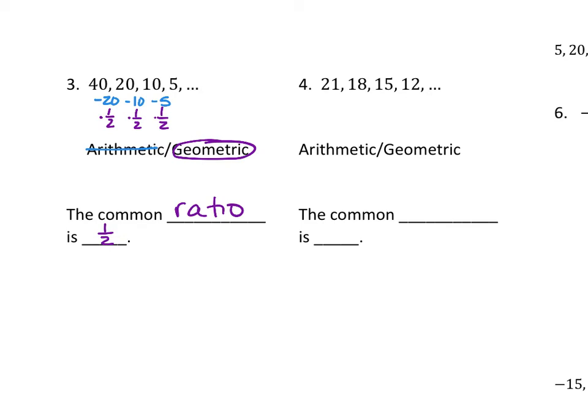Looking at number 4, is this an arithmetic or a geometric sequence? Hopefully you noticed that these numbers are changing by just subtracting 3 each time. Since I'm using addition or subtraction, this is an arithmetic sequence that has a common difference, and that common difference is -3.